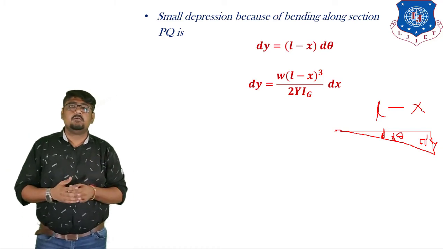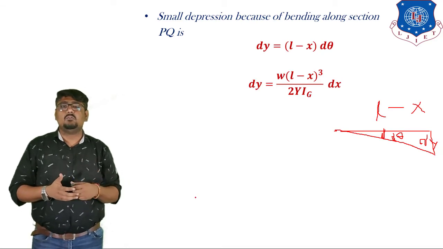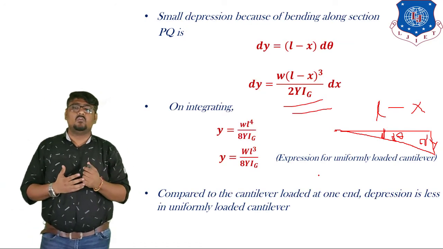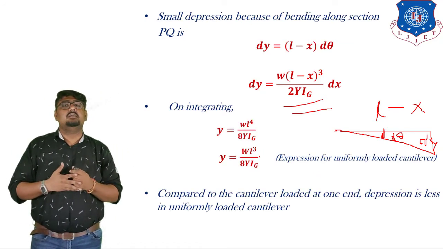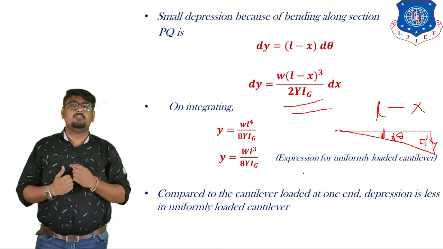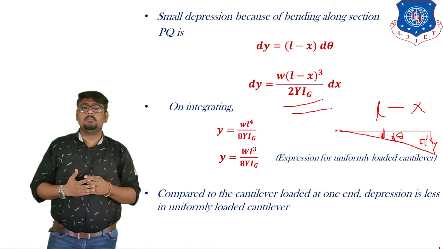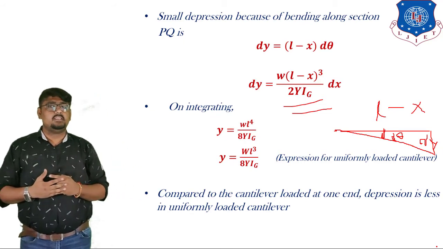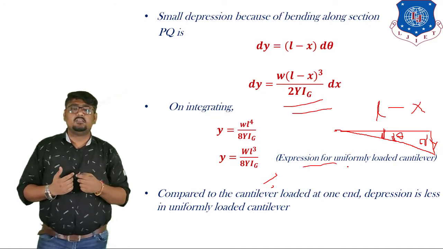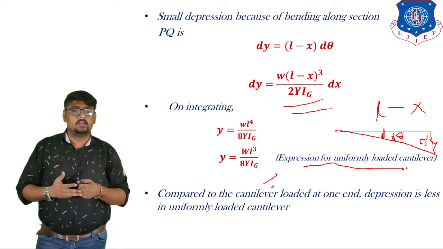On placing the value of d theta in this equation, we get dy equals w into (L minus x) whole cube by 2 Y Ig into dx. Now on integrating we get wL raised to 4 upon 8 Y Ig. Remember this, we are integrating from x equals 0 to x equals L. So wL raised to 4 upon 8 Y Ig will be there. This is the expression for the depression of a cantilever beam in the uniformly loaded condition.